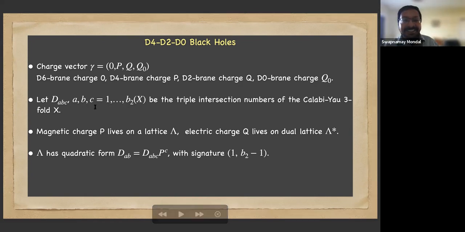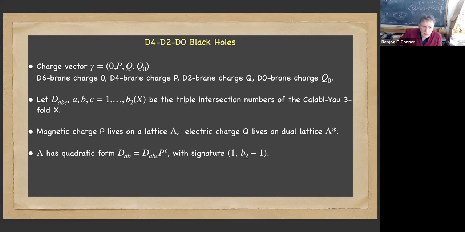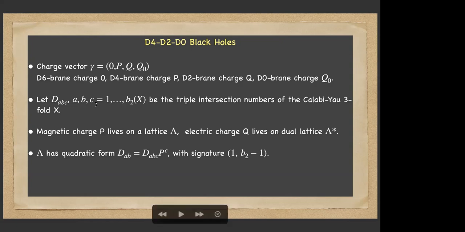I think it's bad preparation of slides. Sorry. I mean, there are B2 homologically independent 2-cycles. So D2 branes can wrap B2 different ways. And correspondingly, they'll show up as B2 kinds of charges in the 4-dimensional spacetime. No, it's okay. I'm just trying to catch up. This is a triple intersection number. Yeah. Okay. I'm catching up. Okay. All right. Any other question?